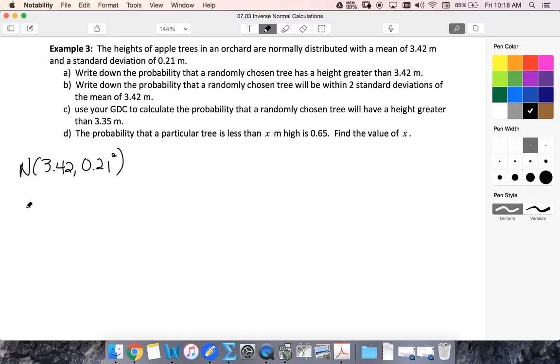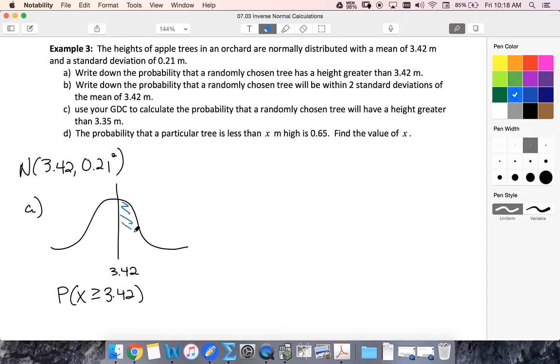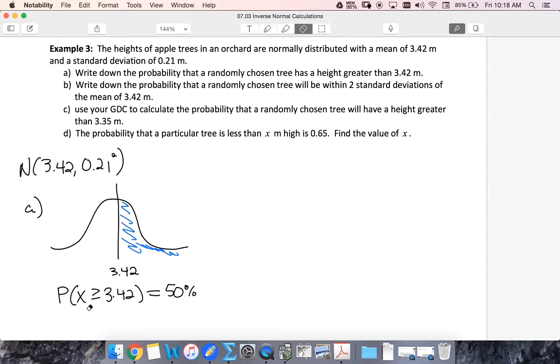Well, let's look at our picture. We know 3.42 is in the middle. So the probability that a tree is greater than 3.42, well, that's half the graph. So that probability is 50%. Don't even need my calculator. And this said greater than, so I don't need the equal to, but remember for normal distribution, the greater than or equal to, it doesn't matter.